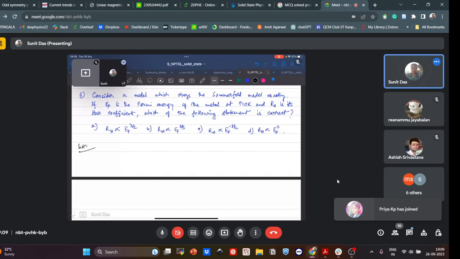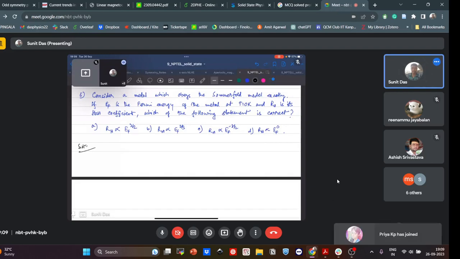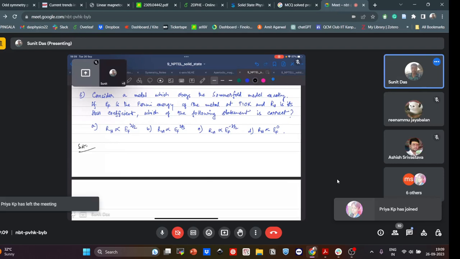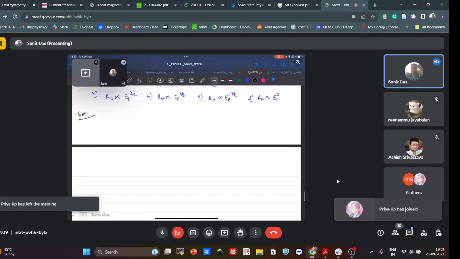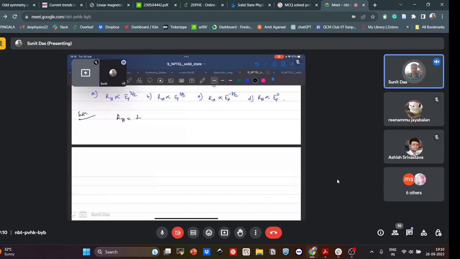Okay, we'll solve it. So what is Hall coefficient? Hall coefficient is given by 1 by Ne, where N is the concentration or density of electrons.